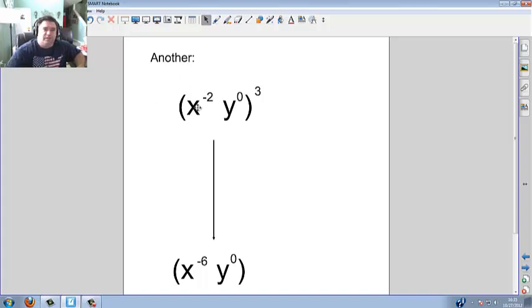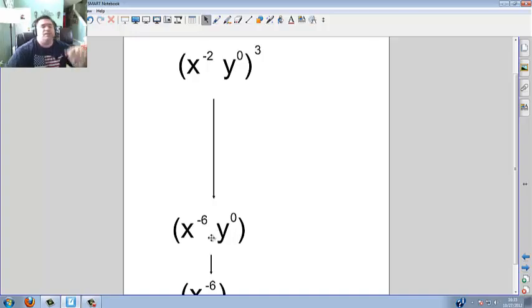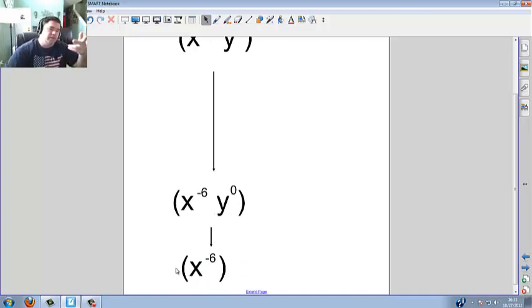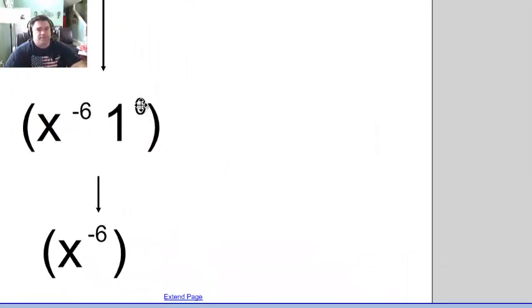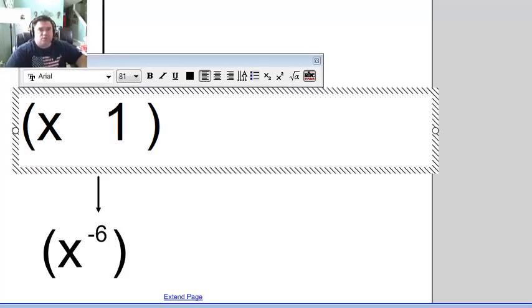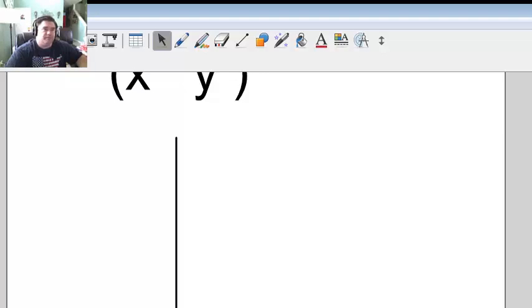Another, as you see here, x to the negative 2nd cubed makes x to the negative 6th. 0 times anything is still going to be 0, so y to the 0 power, you can just eliminate that because it comes to 1, and 1 times anything is just whatever it is. So in other words, this here just becomes a 1, and that goes away. So really anything times 1 is itself, so this times 1 becomes that.